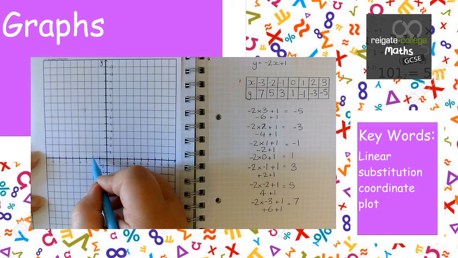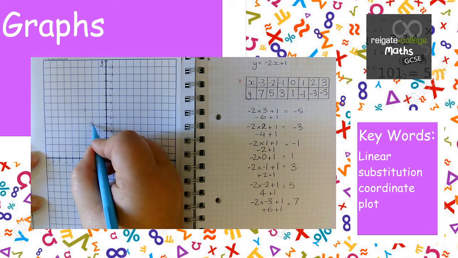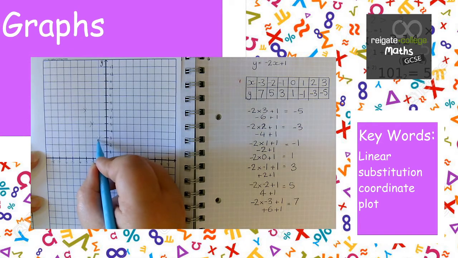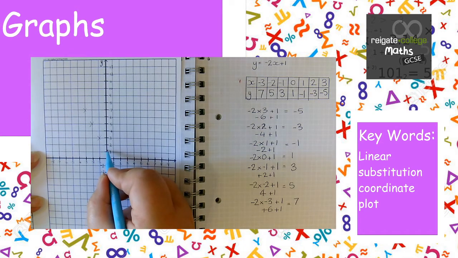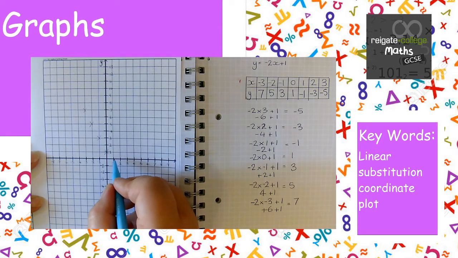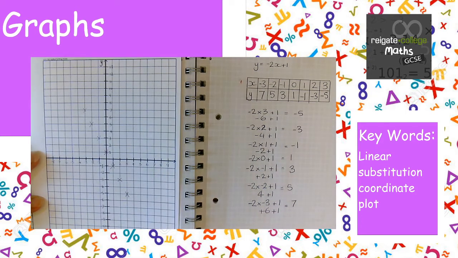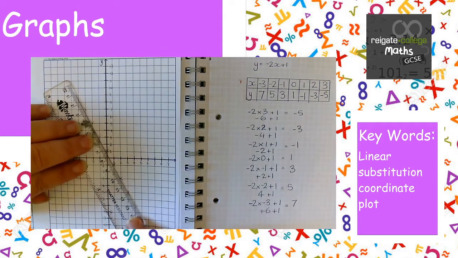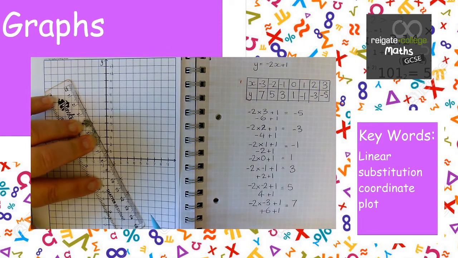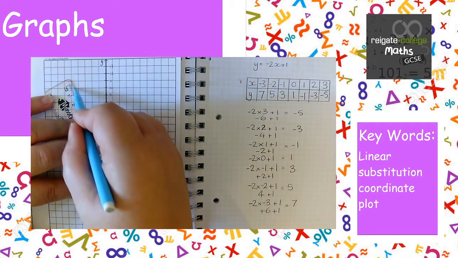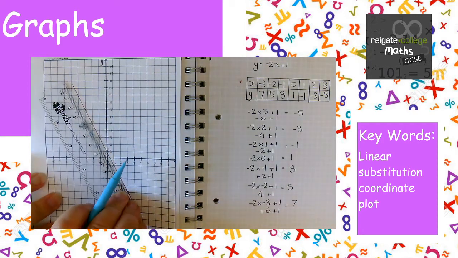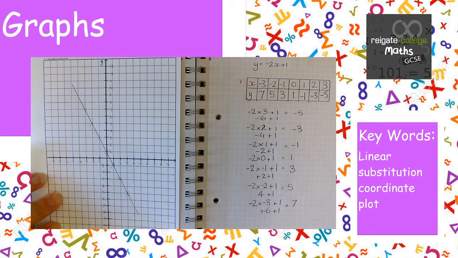Minus 2, 5. Minus 1, 3. 0, 1. 1, minus 1. 2, minus 3, and 3, minus 5. There are my coordinates plotted. Join them up with as best a line as I can, and there's my graph of y is equal to minus 2x plus 1.